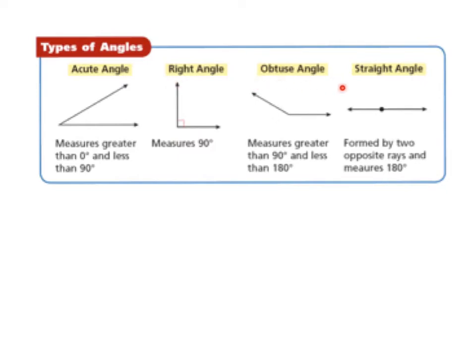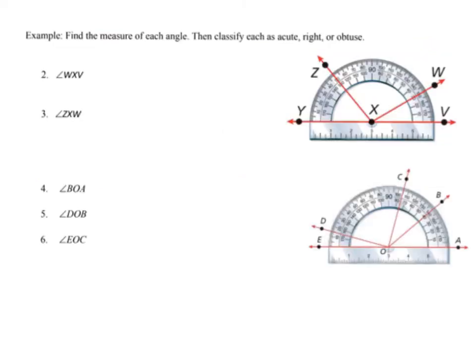Then we have obtuse angles. Those angles are going to be greater than 90 degrees, but still less than 180 degrees. So those are a little bigger. They're definitely bigger than our acute and right, but they're not going to go to the point where it's a direct line. If it's a direct line, that is going to be a straight angle, because that is going to measure exactly 180 degrees.